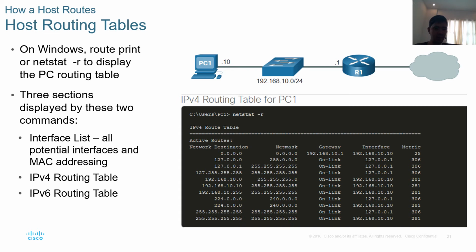I mentioned a while ago that each end device has a routing table, a host routing table. The command for us to see the routing table in our end device is netstat -r. Okay, there. For example, very important parts here.